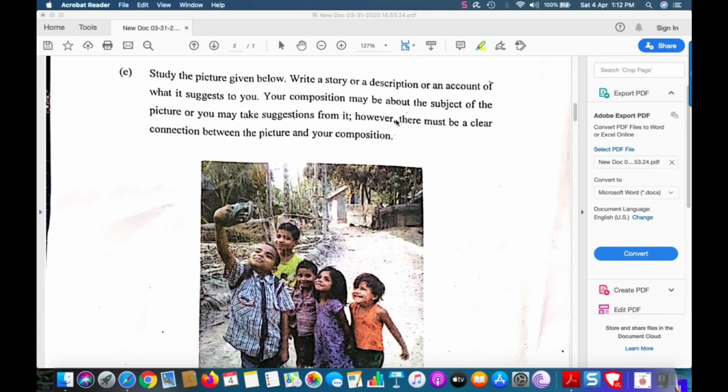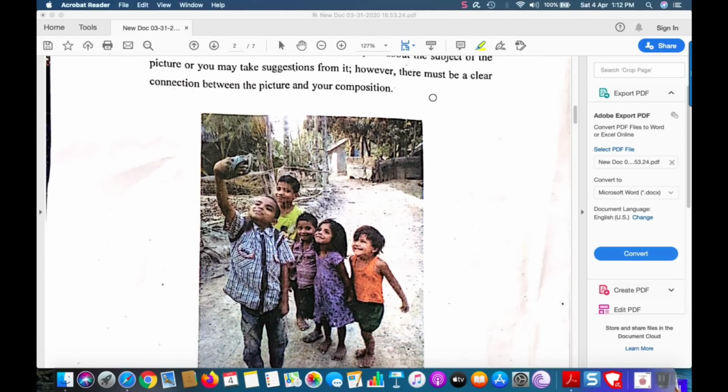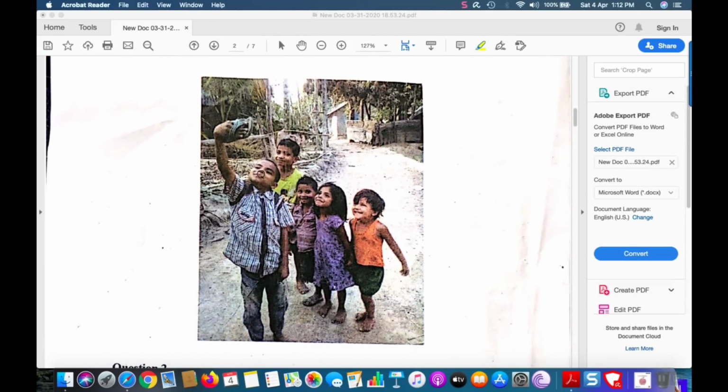Now note one thing in this question, please. This point, or a description. Keep in mind, I'll come to it later. Now, what is expected? Now let's see the picture first. There's a little boy who's standing in front of this group of children, and he's holding a slipper as if he's holding a mobile, and they are posing as if a selfie is being clicked.